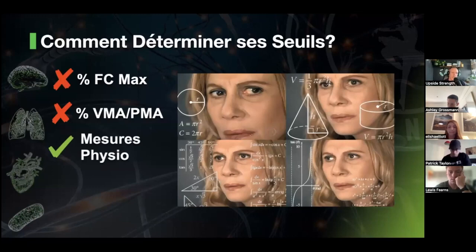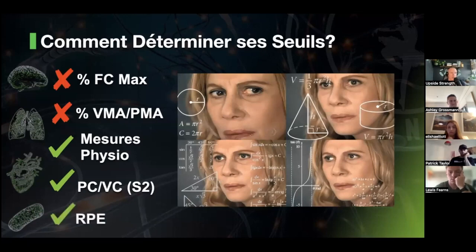Ideally, if you want to measure physiology, so like I said, lactate, VO2, other measurements, you can also use critical power, critical speed for the second threshold. And this is accessible through performance metrics. So you do a couple hard efforts and you can calculate your critical power and critical speed. You can also use RPE.